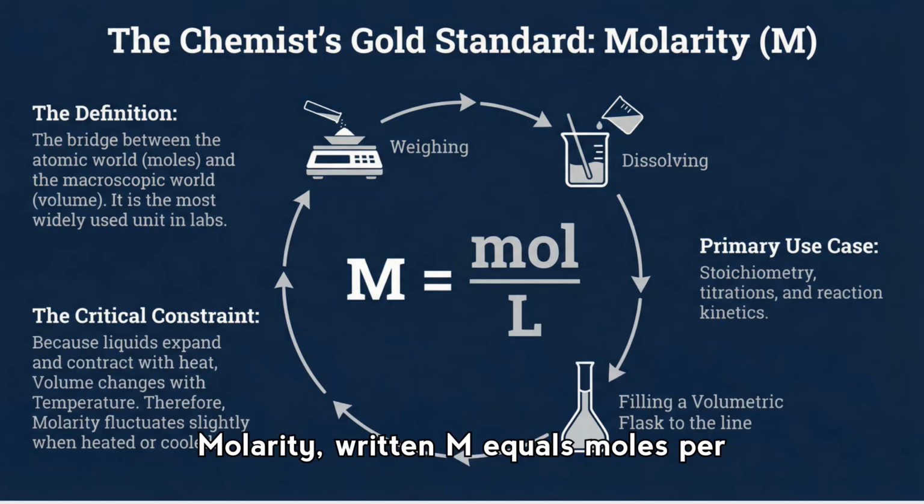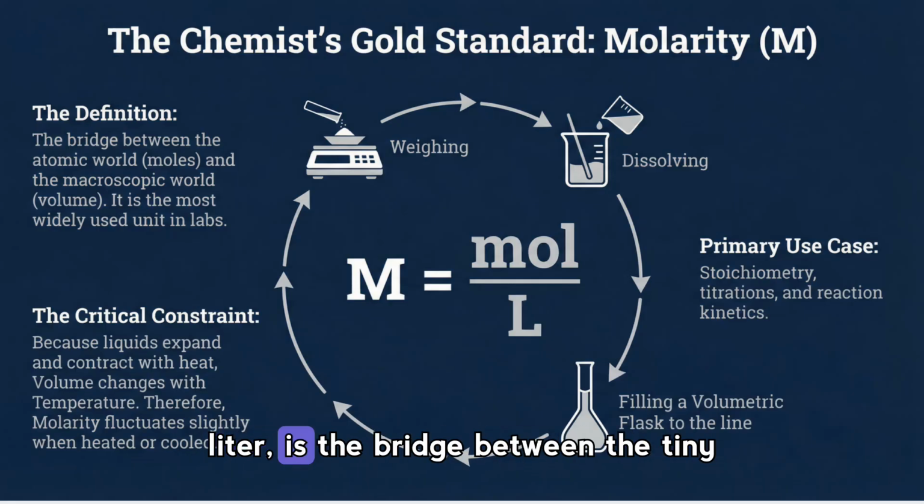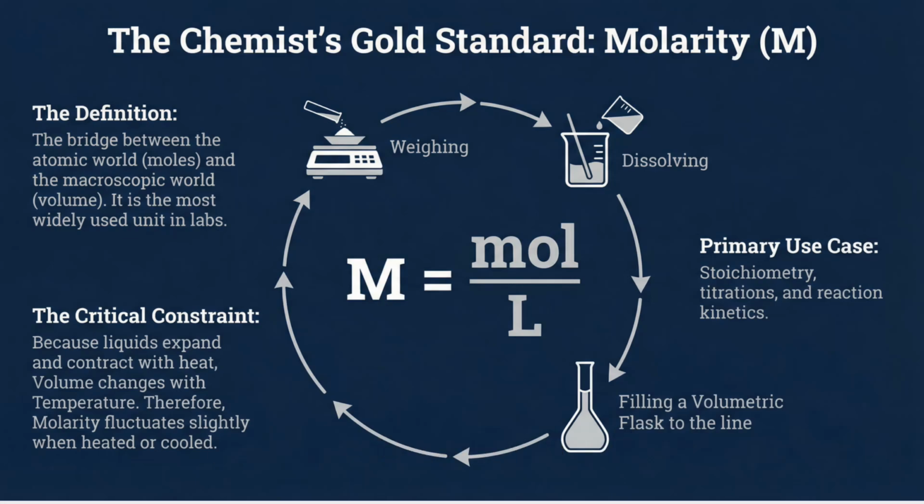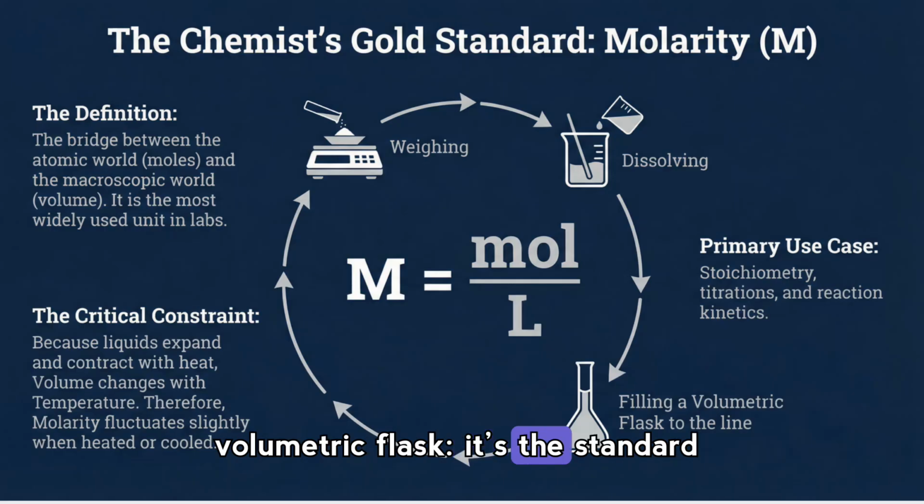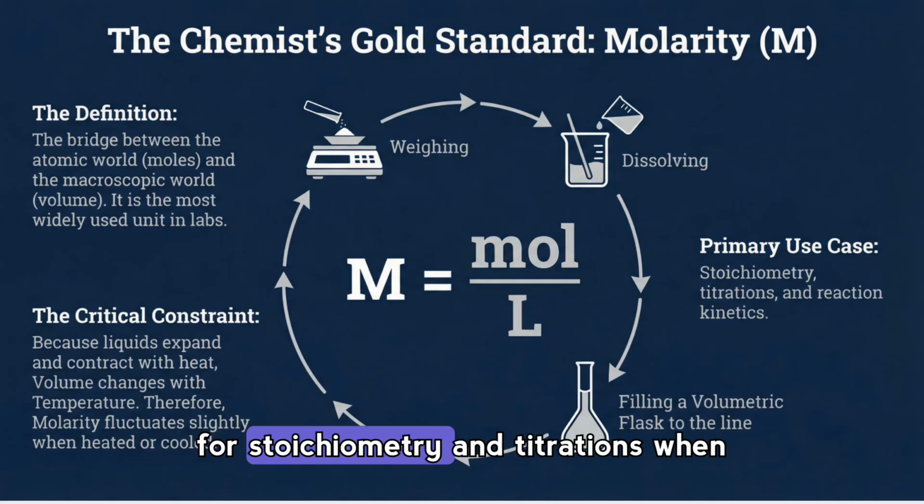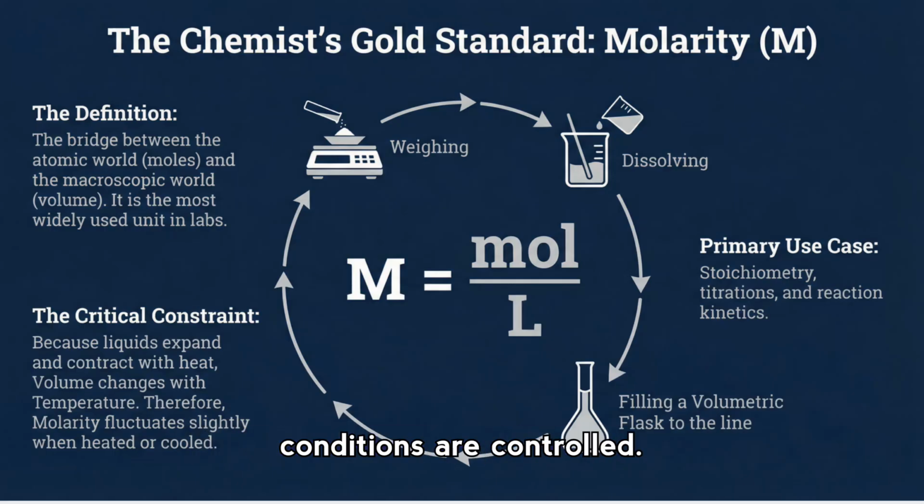Molarity, written M equals moles per liter, is the bridge between the tiny atomic world and the macroscopic volumes we measure in the lab. Picture the circular workflow of weighing, dissolving, and filling a volumetric flask. It's the standard method. Remember that molarity shifts with temperature because liquid volumes change, so it's ideal for stoichiometry and titrations when conditions are controlled.